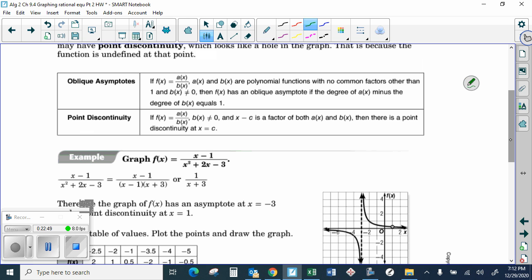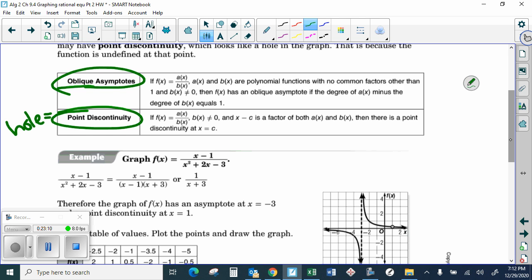So there's your oblique. They use the word oblique instead of slant. I told you some use oblique, some use slant. This one has to use oblique. And we already wrote down the rules for it. Point discontinuity is where there's a hole. Another word for point discontinuity is hole, so make sure you write that down in your notes. Going back to the hole part, put point discontinuity.